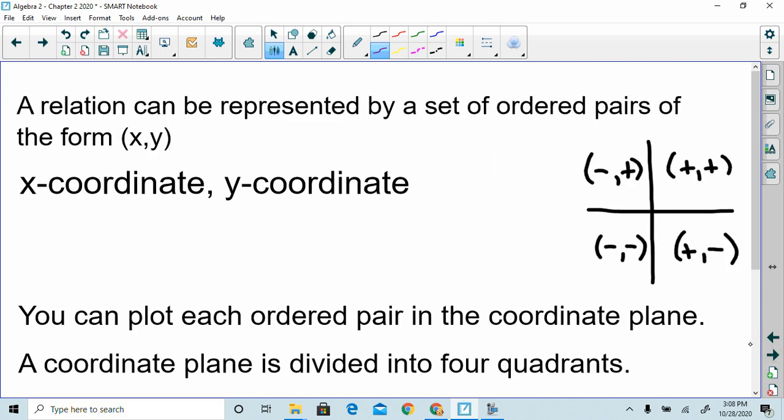Now we're going to get into talking about graphing them, but I think I'm going to hold off on that for next class. We're going to talk a little bit about the coordinate plane and how we can represent those ordered pairs on a coordinate plane. So I'm going to leave you with that for today, and we'll pick this up next class.